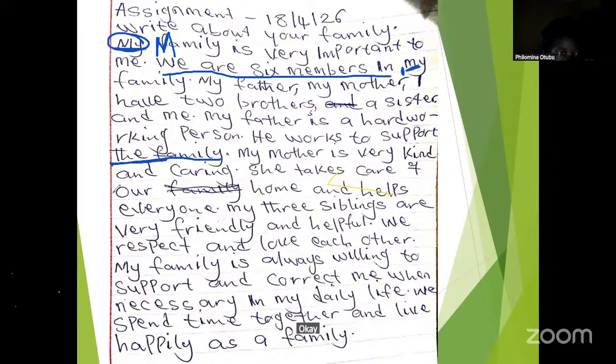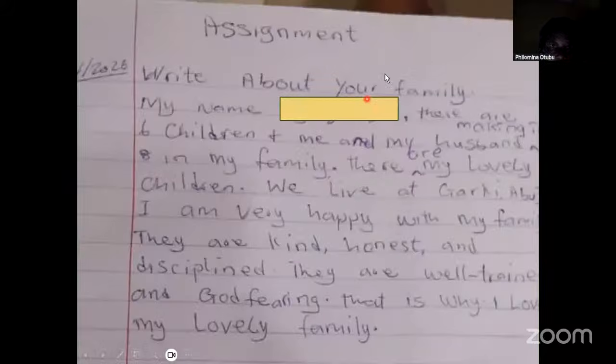Okay. The other ones are okay. So well done to the writer of this assignment. Although this one is not that clear. This one is not that clear.